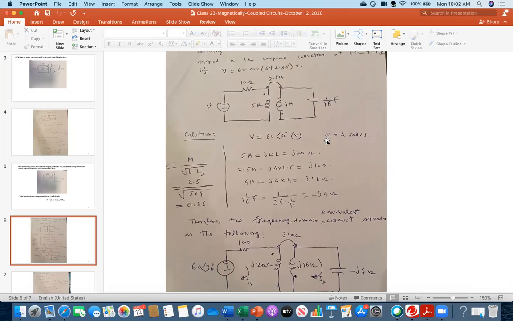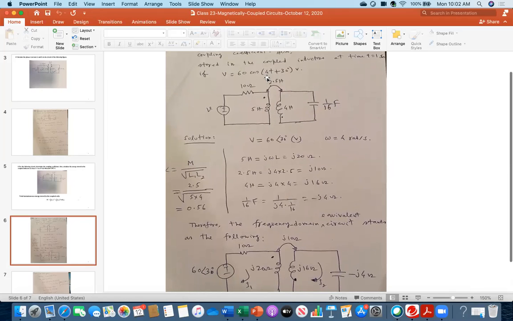What is the omega value? Everybody see, cosine of 4t, therefore omega is 4. And then what is it for 5 Henry? j omega L, so j 4 multiplied by 5, which is j20. And then converting the mutual inductance, I got j10, similarly this one is j16, and for the capacitor, 1 over j omega C, taking the j to the numerator, it is minus j4 ohm.